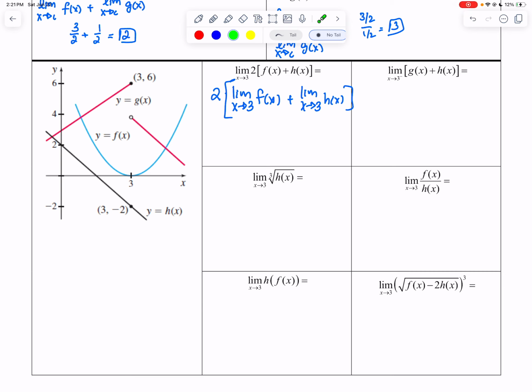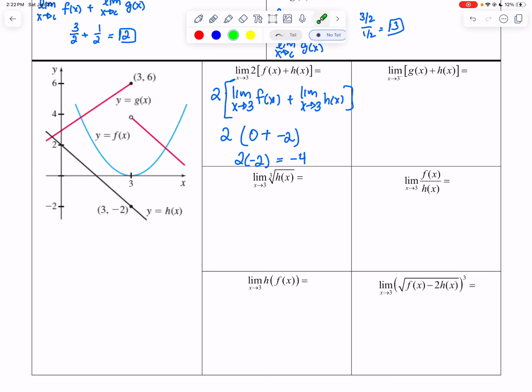So I have the limit as x approaches 3 from both the left and the right side of f of x, which is this blue thing right here. That's going to give me 0. And then here, this is going to give me -2. So now I have 2 times -2 or -4. Most of these are self-explanatory, so I'm not going to really do them.